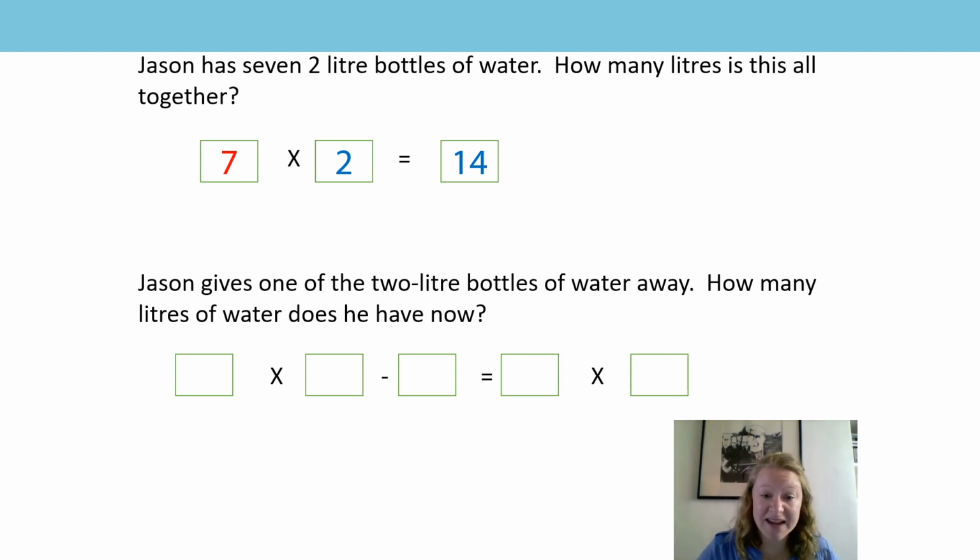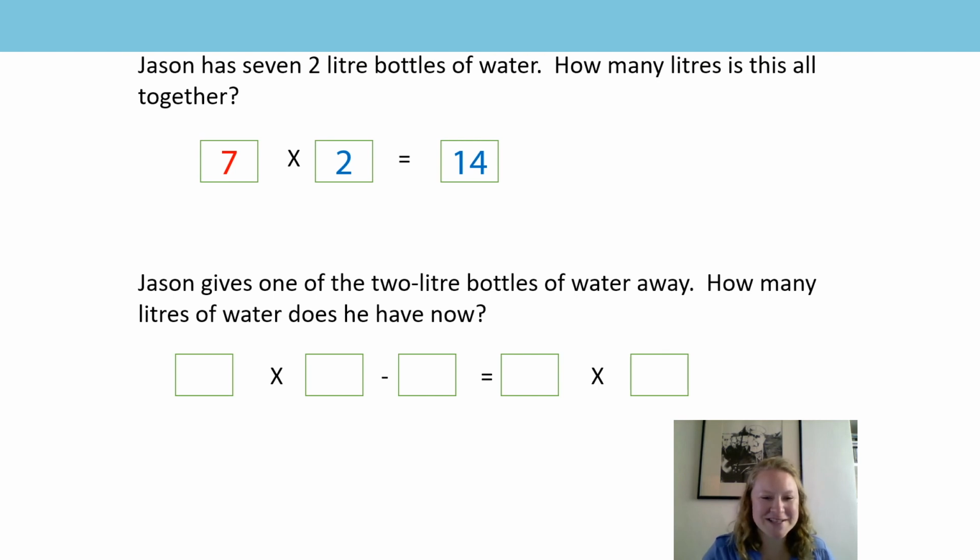Now Jason gives 1 of the 2-litre bottles of water away. How many does he have now? So he started with 7 2-litre bottles, but he's given 1 2-litre bottle away. What's he got now? What's the equation he has now? Pause again and have a go at writing it out using those boxes and symbols underneath.